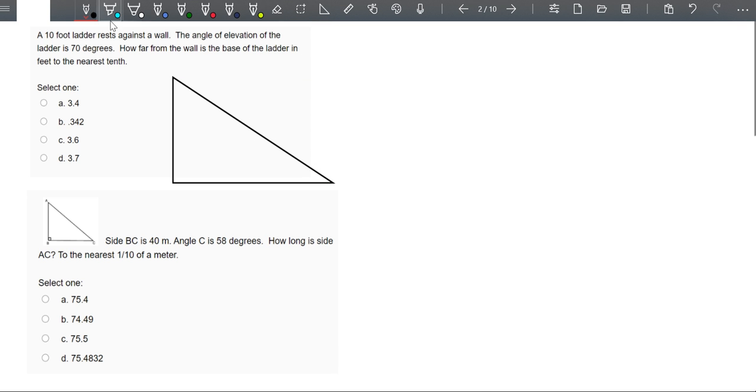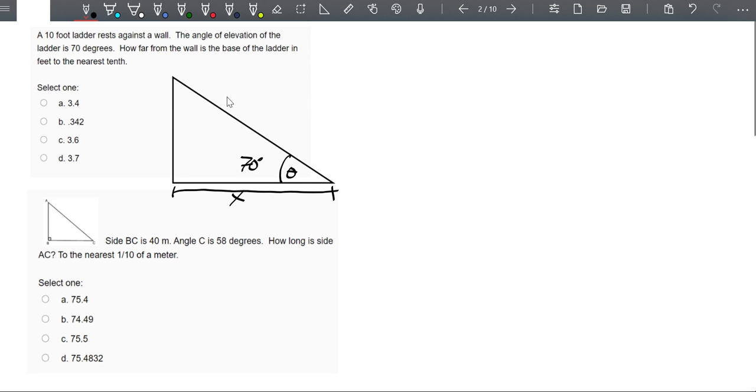So I'll use my triangle cheating tool here. The angle of elevation is the angle from the horizontal up, so that's this angle here. And that angle is 70 degrees, which it isn't in this triangle, but let's just pretend. How far from the wall is the base of the ladder? So we're looking for this, the distance from here to here.